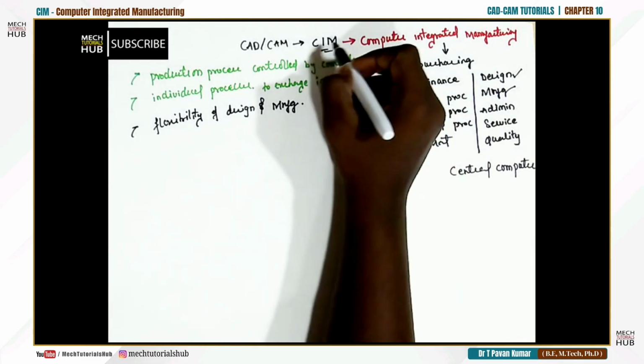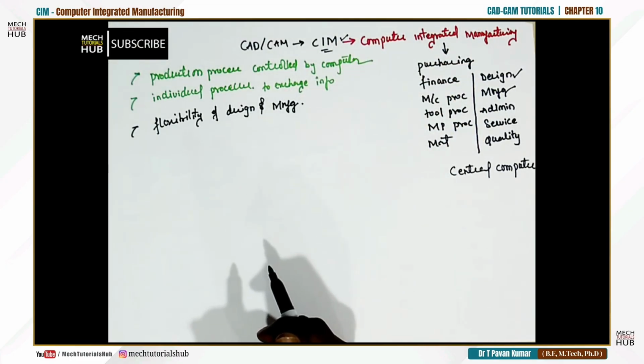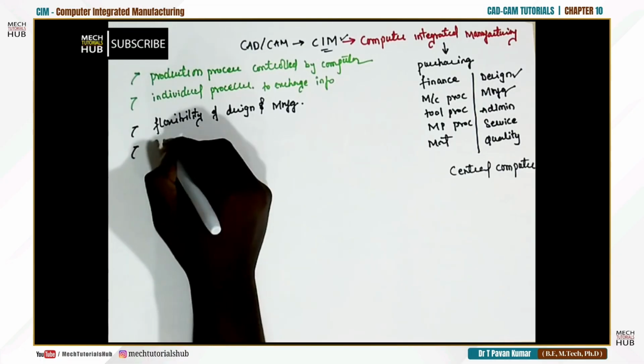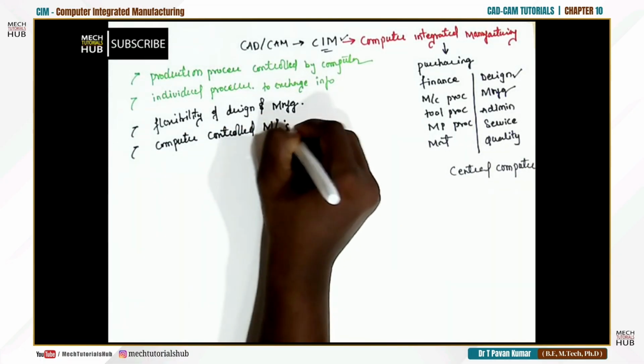And one more important point to be noted is we can make error-free production. That is the main motto, by using computer controlled machines, controlled with the help of these machines. So everything is possible now.